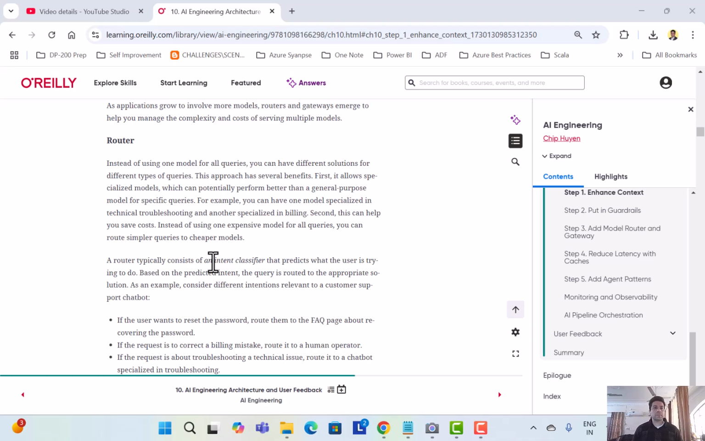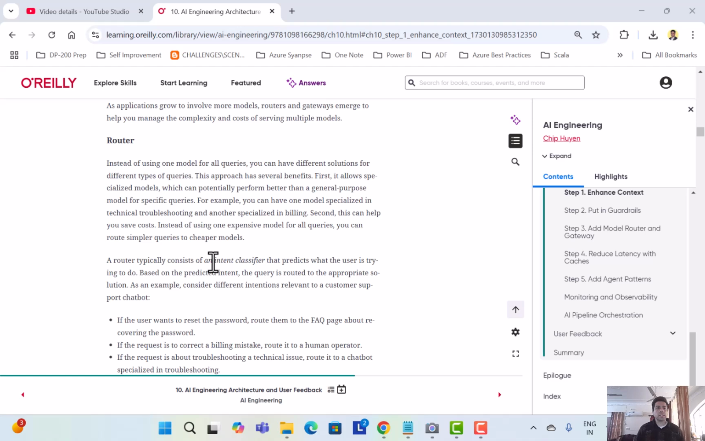So, what is being discussed here is that instead of using a single model, let's say ChatGPT-4 or whatever it is, you should design your application so that you are calling multiple models. Why do you want to do that? Because certain models would be cheaper.